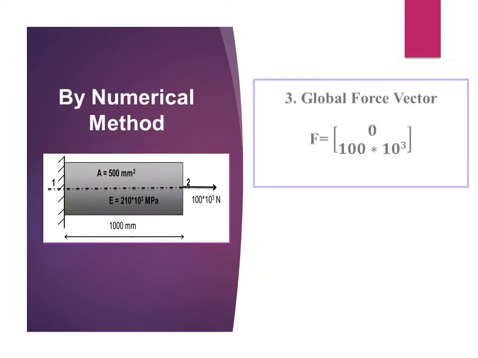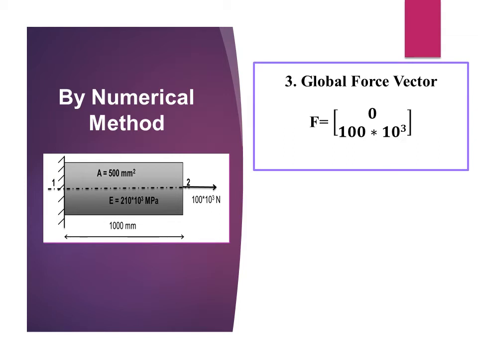Next step is to define the global force vector. Now for the global force vector, see here our element is having one element and the nodes are first node and second node. So our global force matrix size is 2 by 1, that is 2 rows and 1 column. For the first node there is no force as shown in the figure, so it is 0, and for the second node 100 into 10 raised to 3.